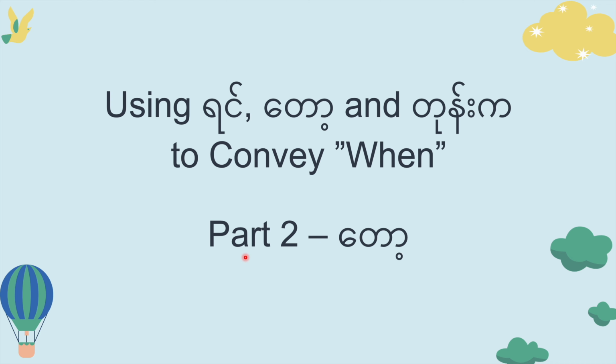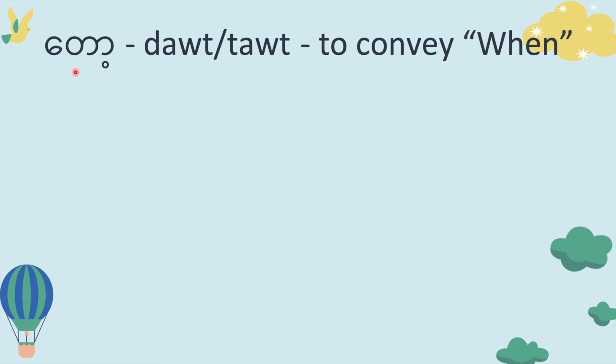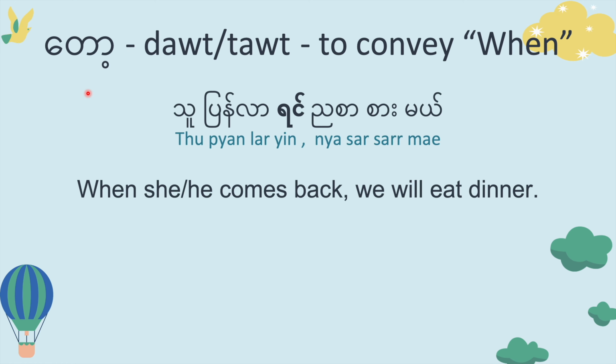In this video, we will talk about do. You can see how to use yin in the previous video. This particle do has many forms of usages, but I'm only going to talk about how to use it as when. Okay, let's get started. It can be used interchangeably with yin in many situations, but please note that it cannot be used with the meaning of if where yin can be.